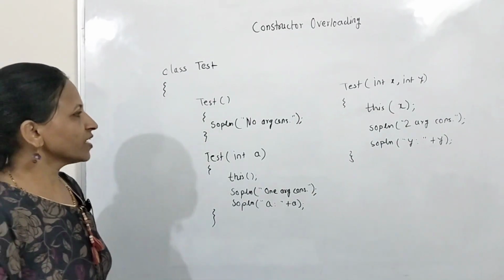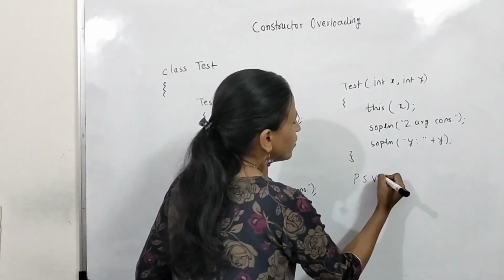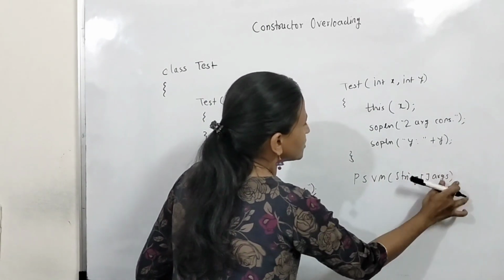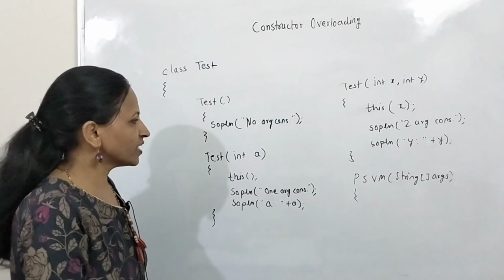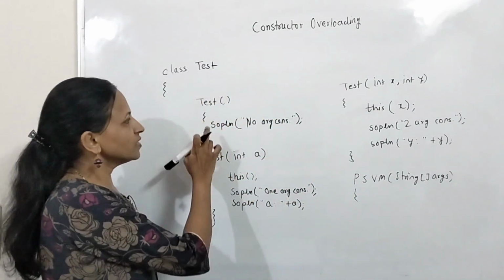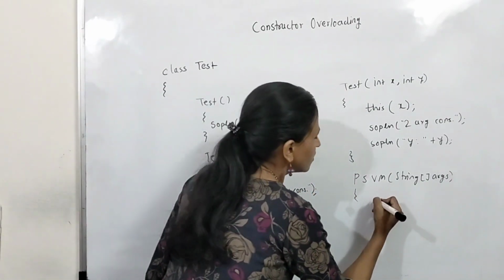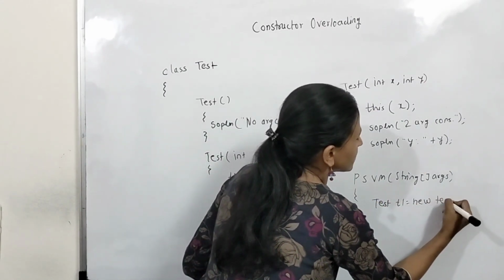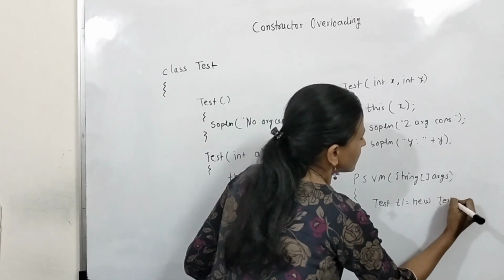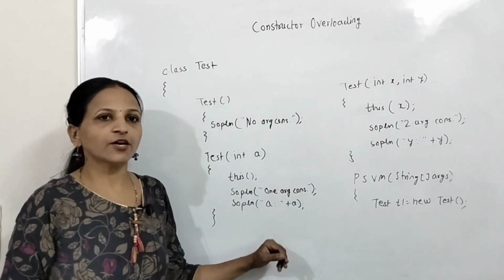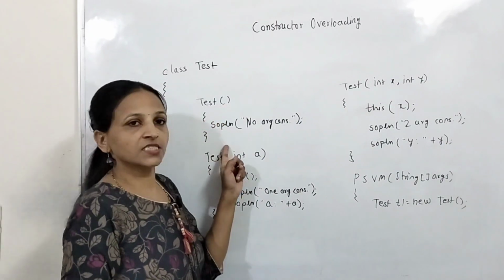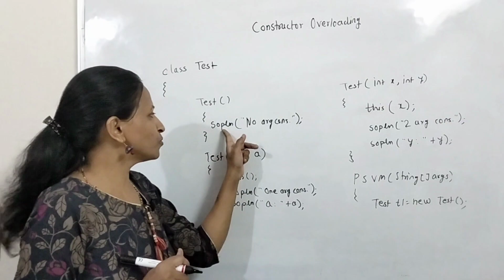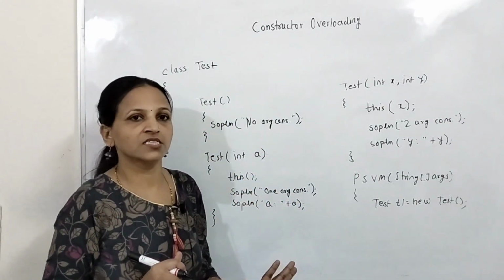Getting? Now in main, public static void main(String[] args), we can create objects one by one. First I will create an object with the help of this constructor, like Test t1 equals new Test. See, T should be capital here, Test, and here I am not passing anything. Which constructor will be called? This constructor, because I have not passed any argument while creating this object. On the output screen you will get the message no argument constructor.